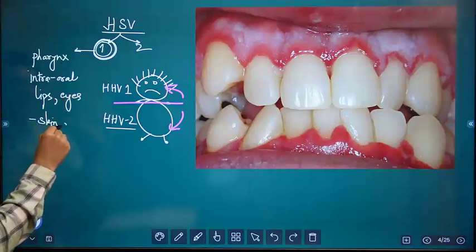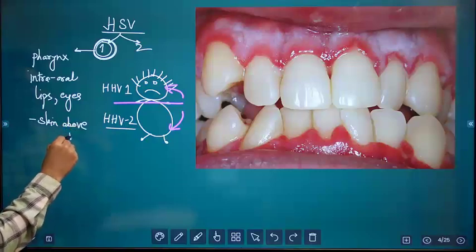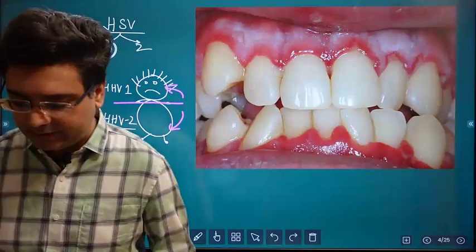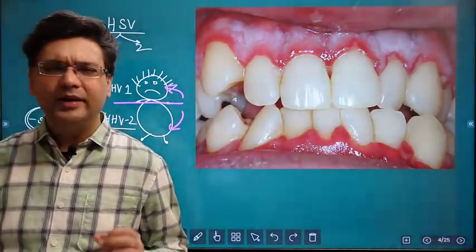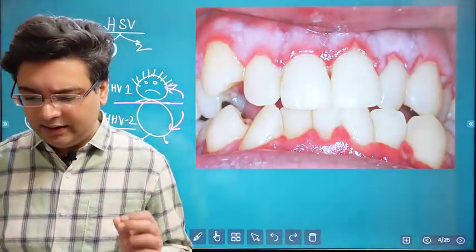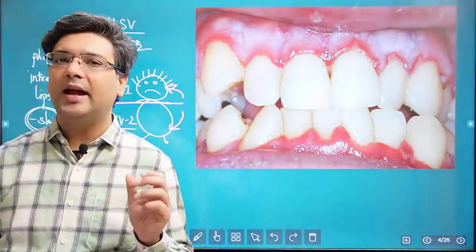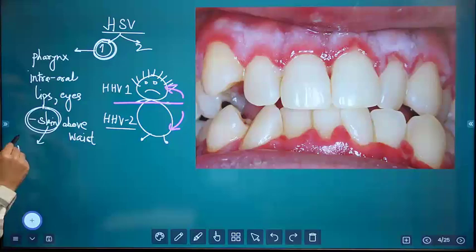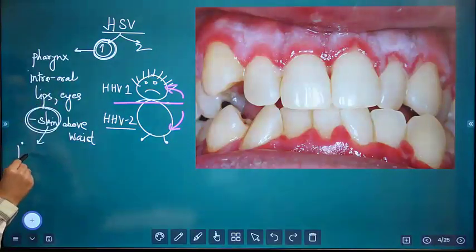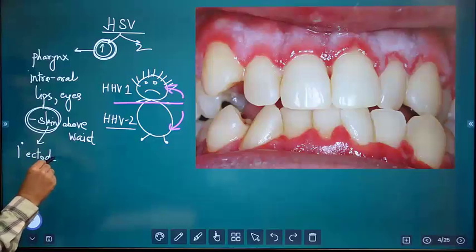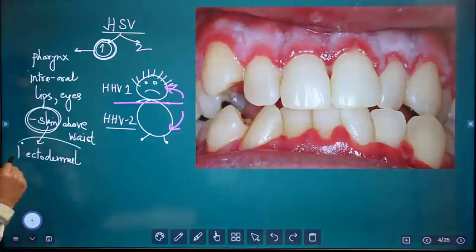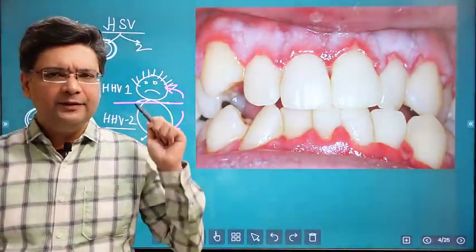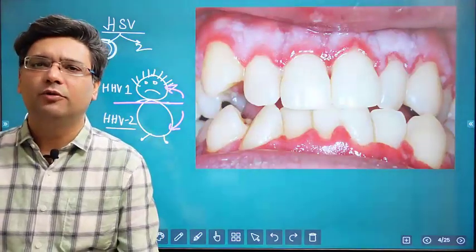Now when we are going to talk about the skin here, one important thing you have to understand is that this virus generally affects the ectoderm. So HHV1 and HHV2 primarily affect the ectodermal areas mainly. That is generally an ectodermally affecting virus. Okay, so as we've seen, these areas are the ones which are involved more frequently.